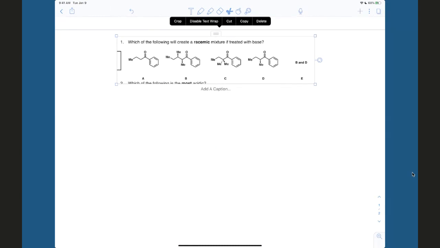So remember what a racemic mixture is. Chirality, okay. A pair of enantiomers, that is very true, or a mixture of enantiomers. And so enantiomers are mirror images.